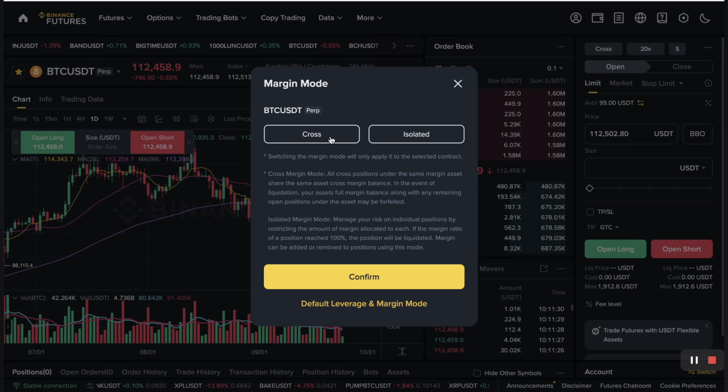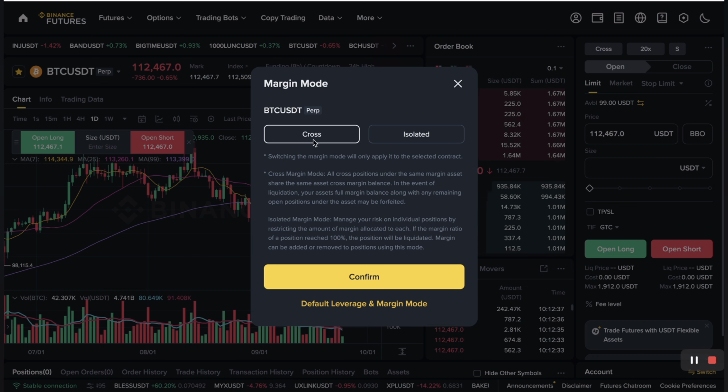Let me just use cross margin right now. I can use cross margin on my trade to show you. Let me just use this particular cross margin. Okay, I'm on cross margin already. Okay, you can just put it like this. All right.